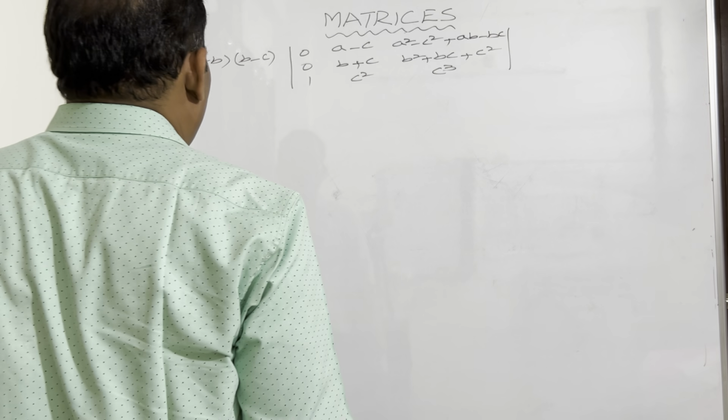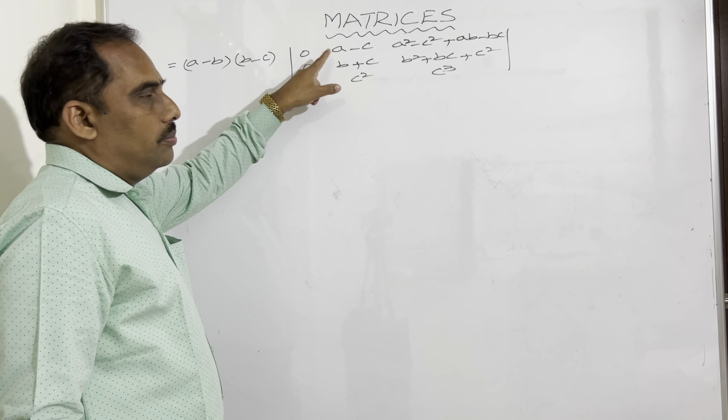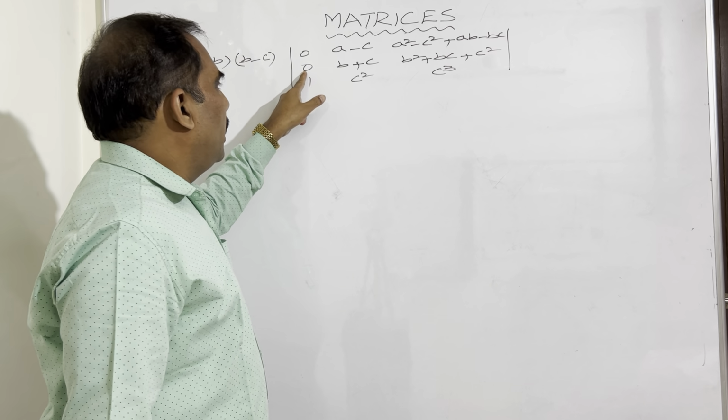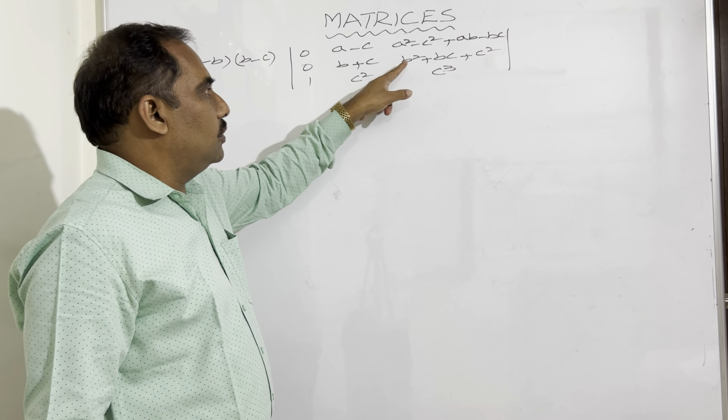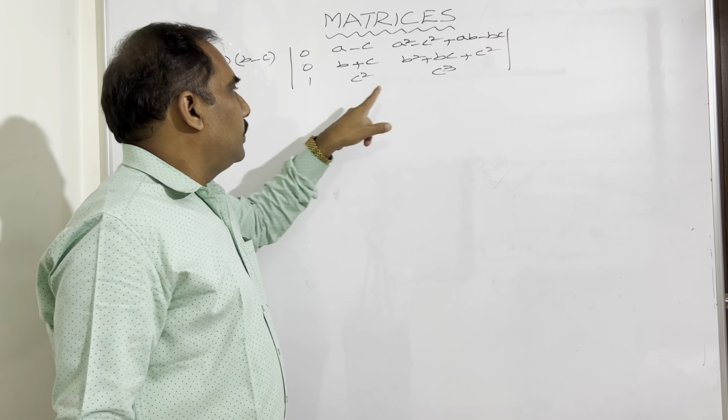So here we have a minus b into b minus c into the determinant of 0, a minus c, a square minus c square plus ab minus bc. And the second row as it is: 0, b plus c, b square plus bc plus c square, 1, c square, c cube. So now what I am doing is a minus b into b minus c into the determinant of, this is 0 and a minus c, writing as it is.